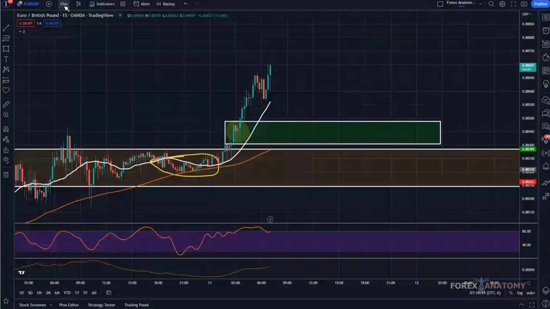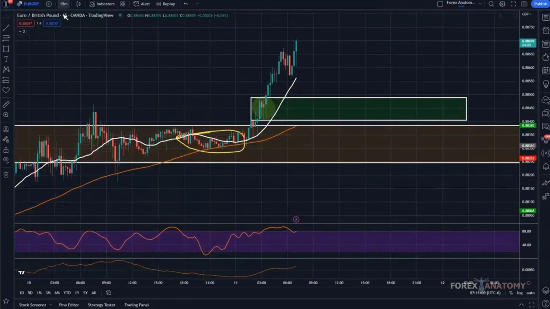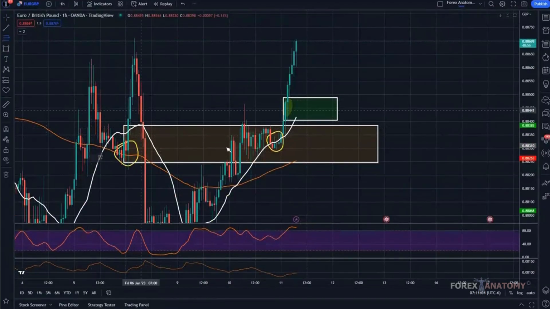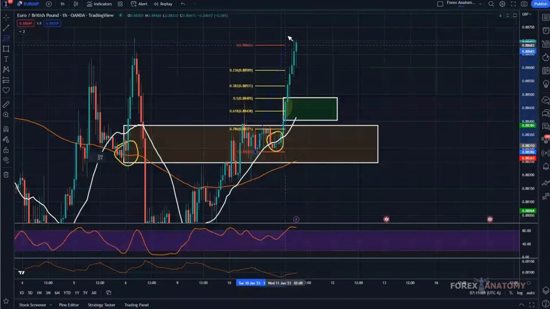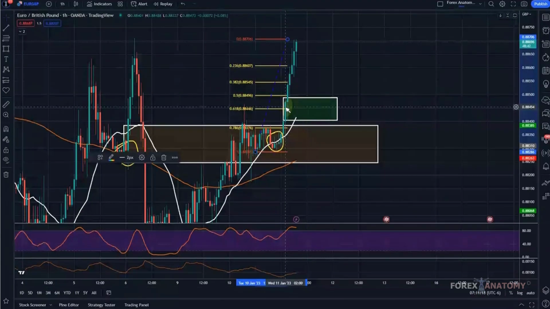And I'm expecting price to test this zone right here on the 1 hour. If you go to the 1 hour chart and draw your Fibonacci from the lows, let's do it from this low right here all the way up to the high right now. We know that this is below the 50%, which is a good area to look for potential buying opportunities around.